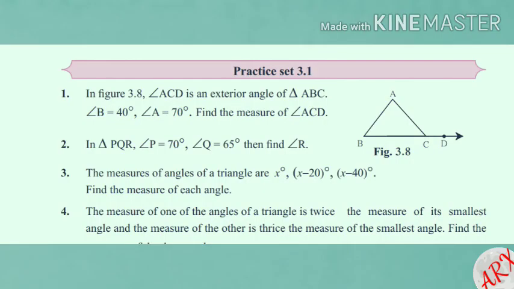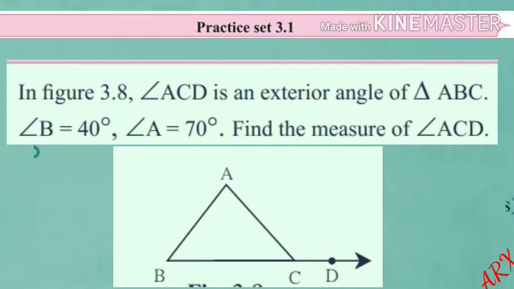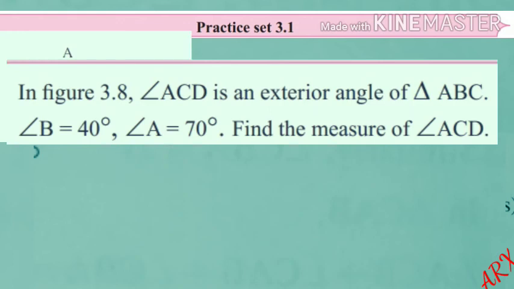Now we will start with the practice set 3.1. Question number 1. In the figure, angle ACD is an exterior angle of triangle ABC. Angle B equal to 40 degree. Angle A equal to 70 degree. Find the measure of angle ACD.